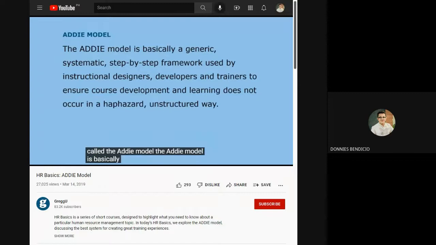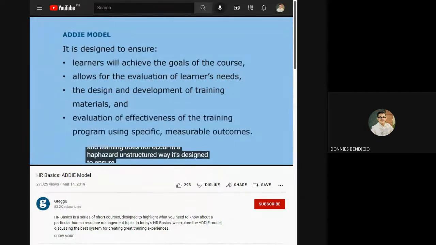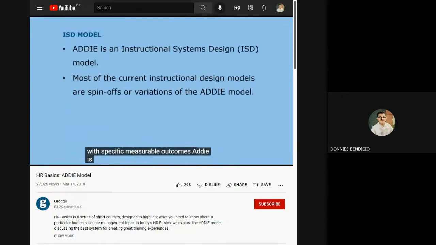The ADDIE model is basically a generic, systematic, step-by-step framework used by instructional designers, developers, and trainers to ensure course development and learning does not occur in a haphazard, unstructured way. It's designed to ensure that learners will achieve the goals of the course. It allows for the evaluation of learners' needs, the design and development of training materials, and the evaluation of effectiveness of the training program using processes with specific, measurable outcomes. ADDIE is an instructional systems design, or ISD model.